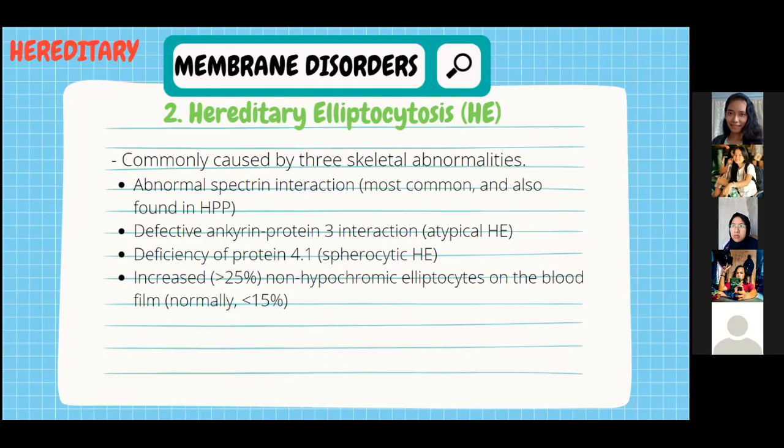And second, the defective ankyrin protein 3 interaction. Ankyrin, same with spectrin, is also a skeletal protein that links the membrane band 3 protein to the underlying cytoskeleton. And then the deficiency of protein 4.1, and then an increase of greater than 25% non-hypochromic elliptocytes on the blood film, which is normally less than 15%. Next.